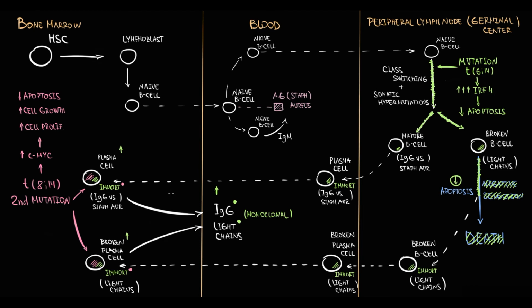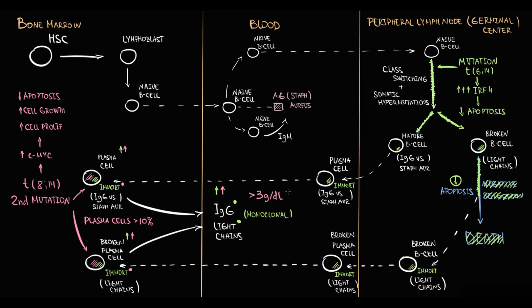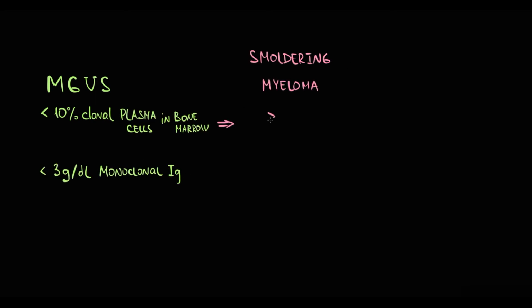So because the second mutation makes them even less prone to apoptosis and also significantly increases their proliferation capacity, with time the number of malignant plasma cells progressively increases. And after some period of time, the amount of plasma cells becomes greater than 10% of all cells in the bone marrow. With the increase in quantity, their monoclonal immunoglobulin production capacity increases, and now they produce greater than 3 grams per deciliter of monoclonal immunoglobulin, and such a condition is called smoldering multiple myeloma. So initially from monoclonal gammopathy of unknown significance, the disorder progressed to smoldering multiple myeloma.